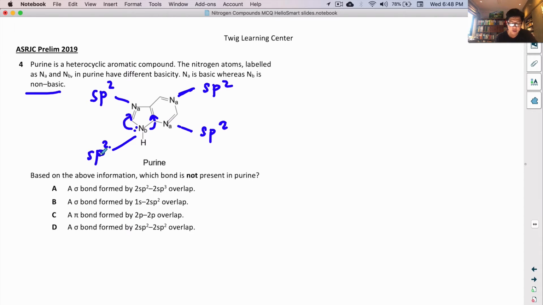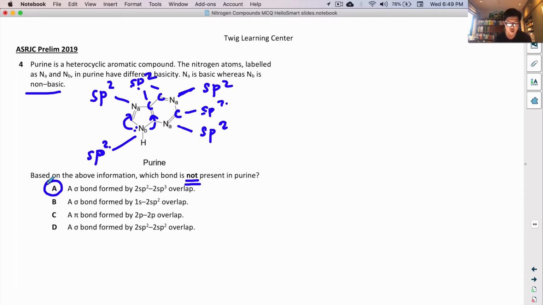Based on the above information, which bond is not present? All the carbons here are also sp2 hybridized. If you look at it carefully, all the atoms in the ring are sp2. There isn't any atom in the ring that's sp3, which means the one not present is actually A already. That's the answer.